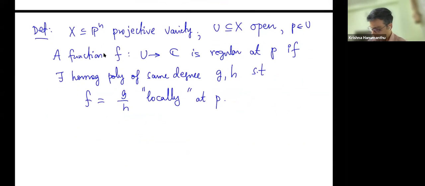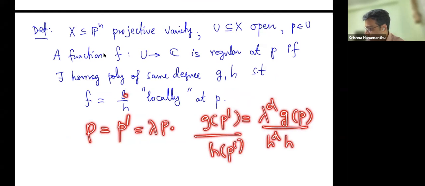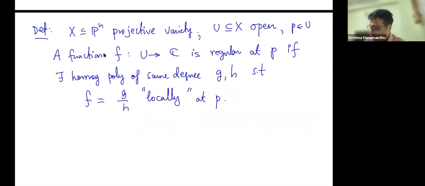of P. It's important that we take homogeneous polynomials of the same degree for the same kind of issues that we encountered earlier. Remember, if you now vary the point, P and P prime are the same point, that means P prime is lambda P. When you evaluate G of P prime, it will be lambda to the power d times G of P, and H of P prime will be lambda to the power d times H of P. So you cancel this, and you get the same value. So while evaluating a homogeneous polynomial at a point in projective space is not well defined, evaluating a ratio of polynomials of the same degree is well defined. So this is a well defined statement.